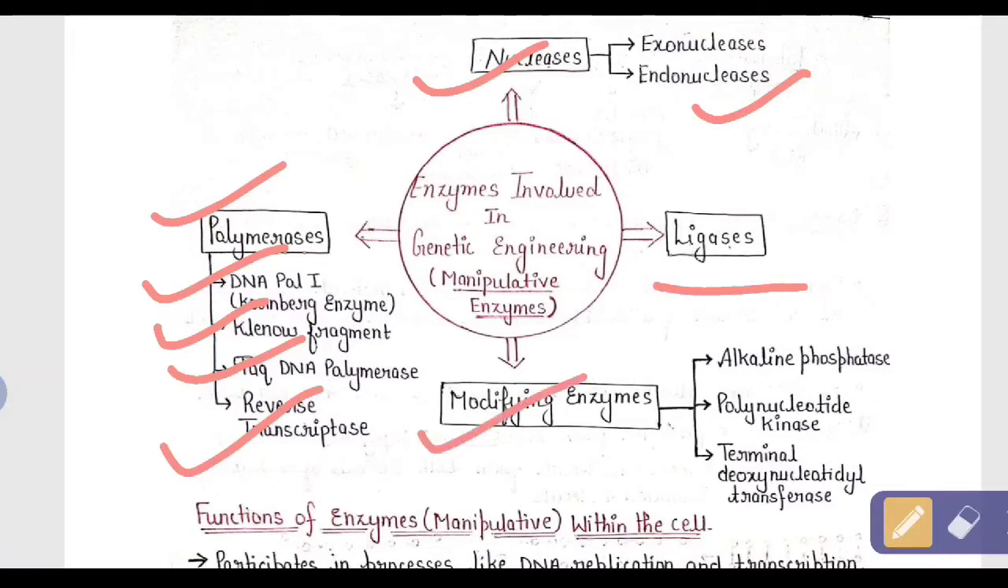The last category we have is the modifying enzymes. Modifying enzymes are the enzymes which bring changes into the DNA sequences, and these can be categorized further into three types: alkaline phosphatases, polynucleotide kinases, and terminal deoxynucleotidyl transferases. All these enzymes we are going to study in detail in further lectures, and all of them are used in recombinant DNA technology.